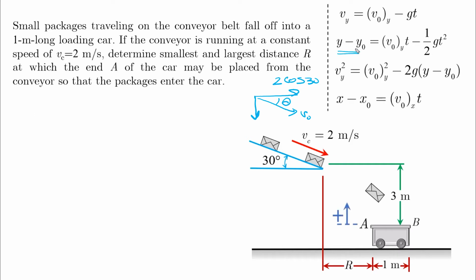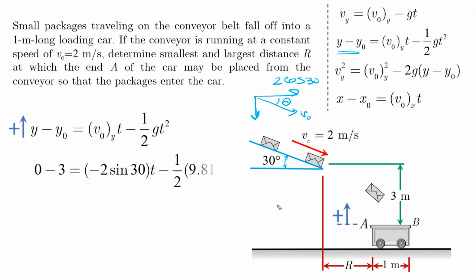Taking the positive up from the loading car, the initial height is 3. The final height is 0, and V naught y is minus 2 sine 30. Why minus? Because the y component of V is pointing down, and our positive is assumed up. Solving this quadratic equation and taking the positive solution, the time is found to be 0.69 seconds.